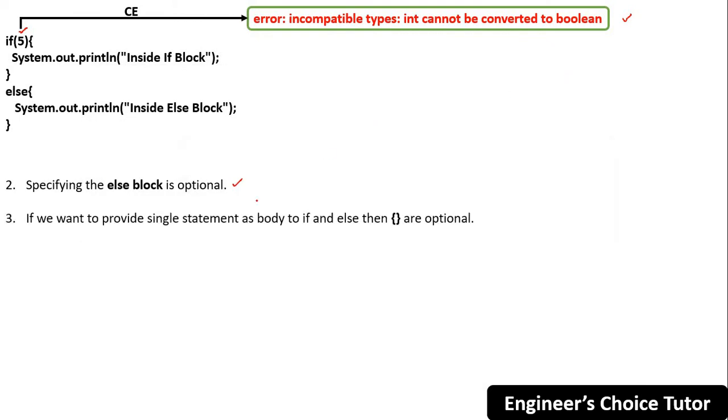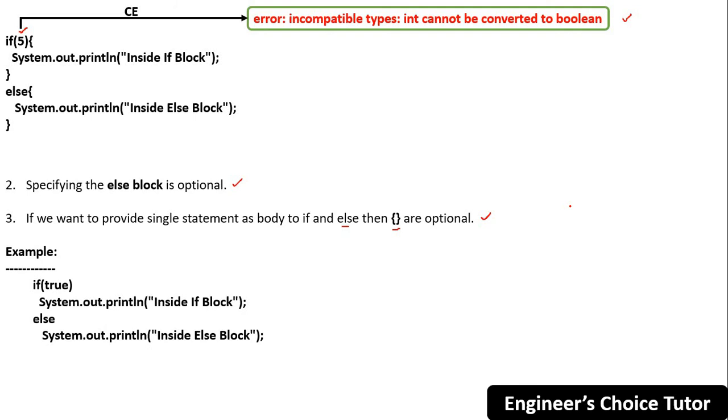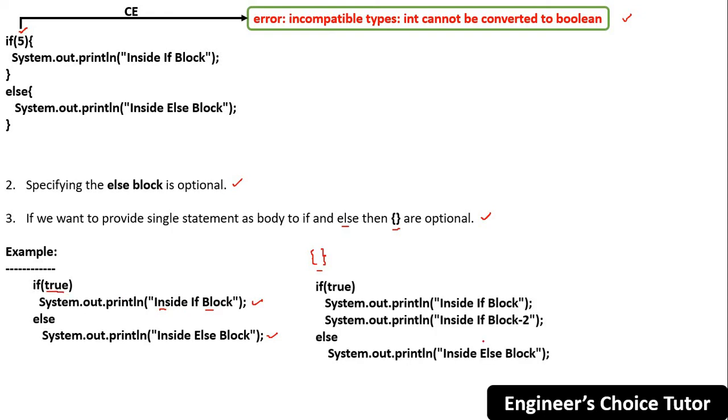If we want to provide a single statement as the body of if and else, then curly braces are optional. For example, see, I want to provide only a single statement inside the body of if and else. So there is no need to use these curly braces. This will 100% work. You will get the inside if block output because the condition here is true. Clear?